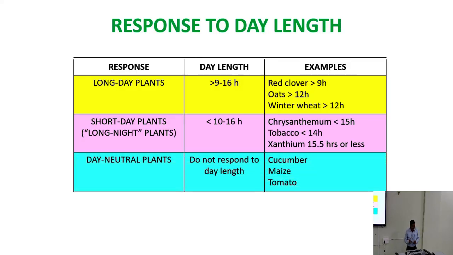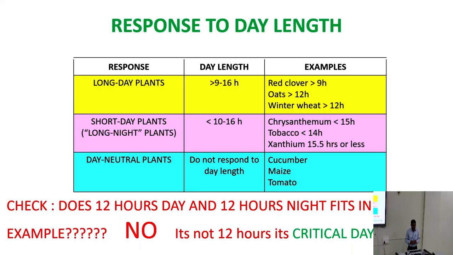See what happens in the case of a day neutral plant? They do not respond to day length. Examples: cucumber, maize, and tomato. And the underlying point for us here is, does 12 hours day and 12 hours night fit in this example? The answer is a big no. It is not that more than 12 hours is long day and less than 12 hours is short day. It all depends upon something I call critical day length.